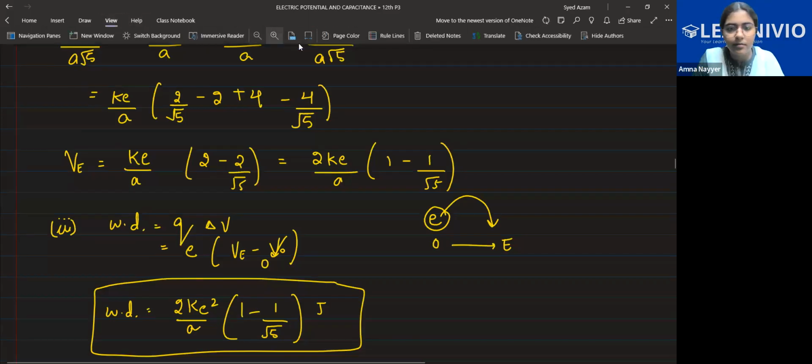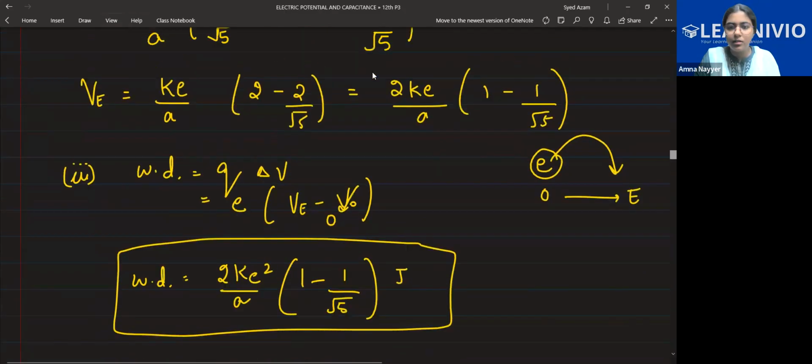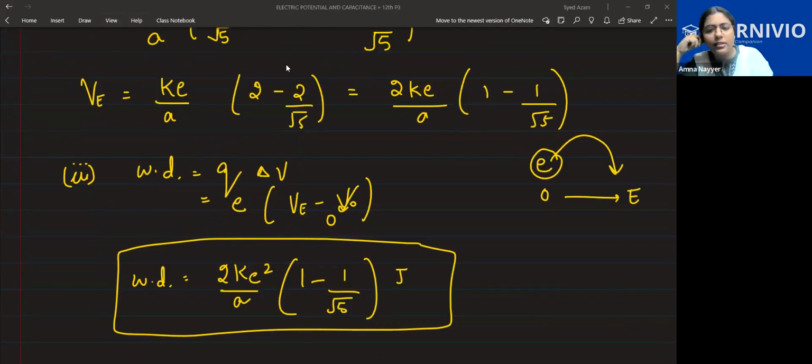We just consider their magnitude here, in electric charges for proton and electron. No, if electron is there, we will use minus E because it's scalar. Work done is also scalar.